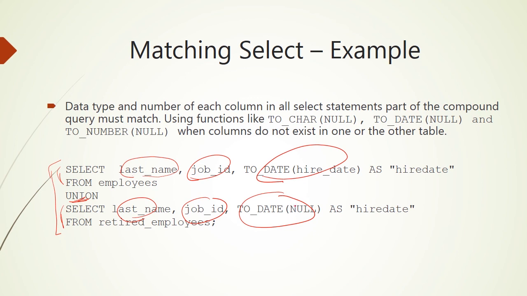In this case, to match the number of columns and data types between these two component queries, we can use to_date, to_char, and to_number with null. Here we have hire date. In the second table, we don't have hire date. The data type of hire date is date. So here we can use to_date null. If this column is a number, we can use here to_number null. If it is character, we can use to_char null. So here to_char, to_date, and to_number null can be used to make the component queries match in number and data type.